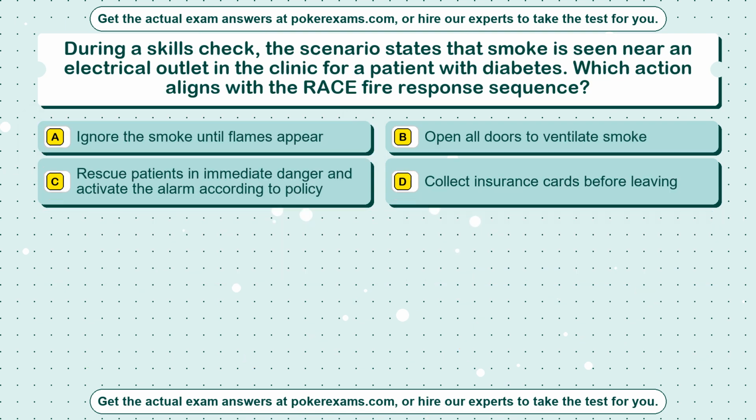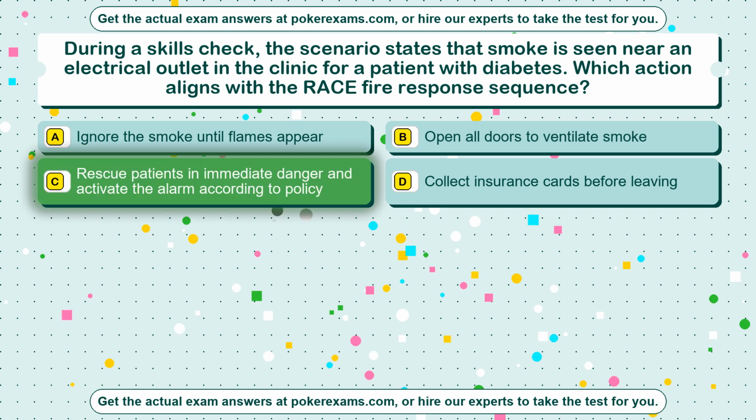Question 12. During a skills check, the scenario states that smoke is seen near an electrical outlet in the clinic for a patient with diabetes. Which action aligns with the RACE fire response sequence? Option A. Ignore the smoke until flames appear. Option B. Open all doors to ventilate smoke. Option C. Rescue patients in immediate danger and activate the alarm according to policy. Option D. Collect insurance cards before leaving.